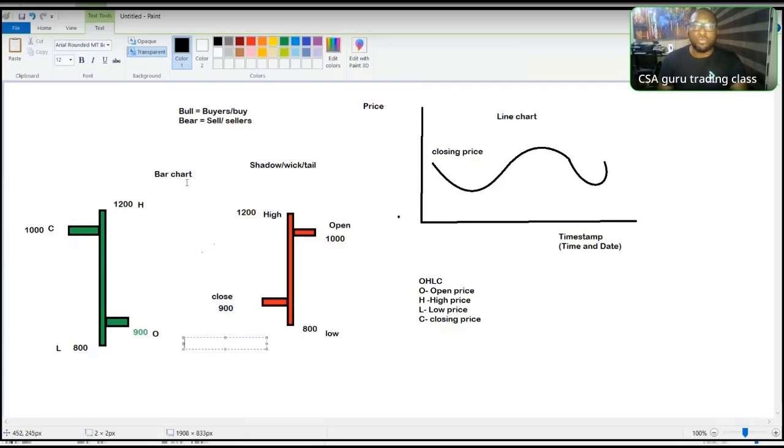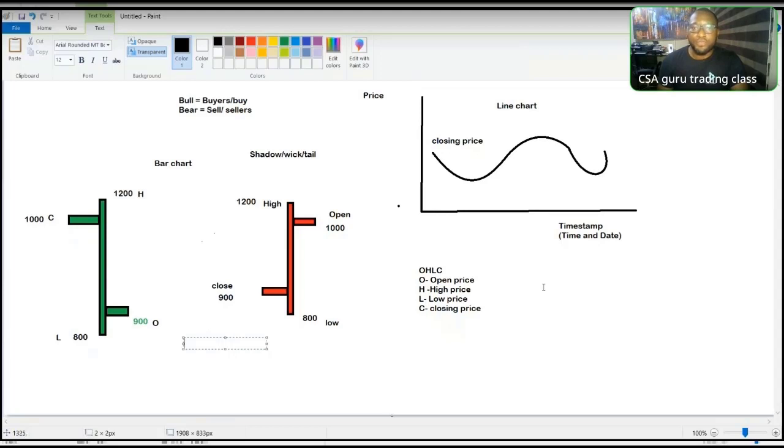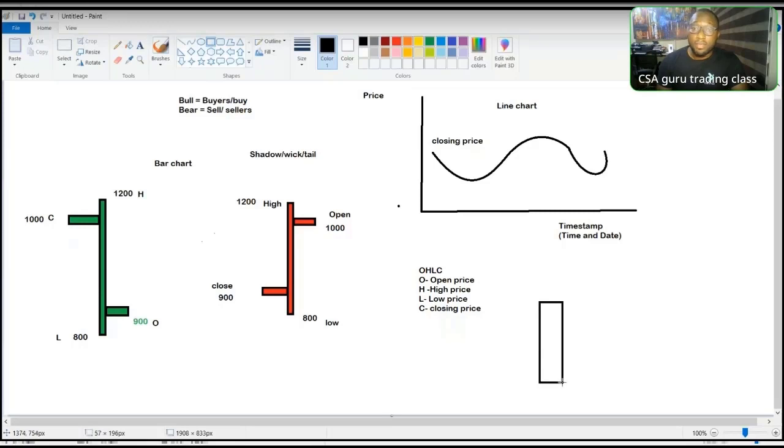Now let's go to candlestick charts. What does a candlestick chart look like? The one that actually shows the color is what we call the body, and above, or below, is what we call the wick. Like I said, we have the shadow, wick, or tail. This is your wick, your shadow or tail, you can call it whatever. And this is the body.